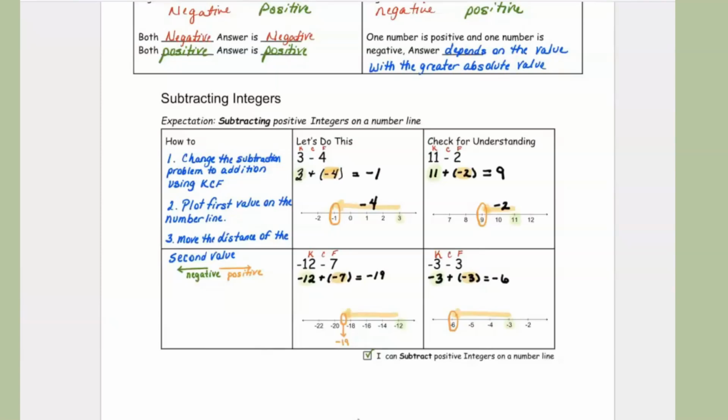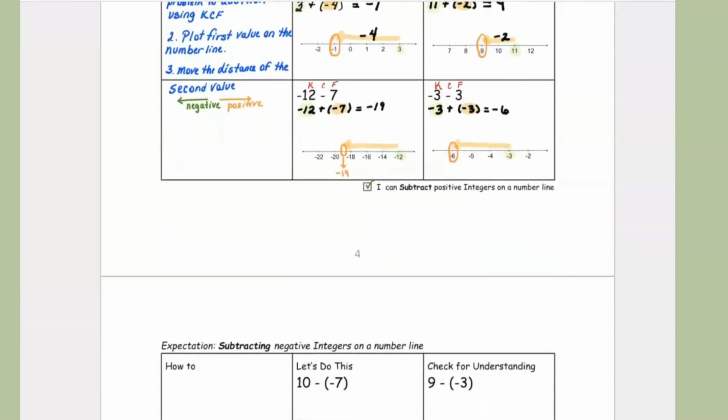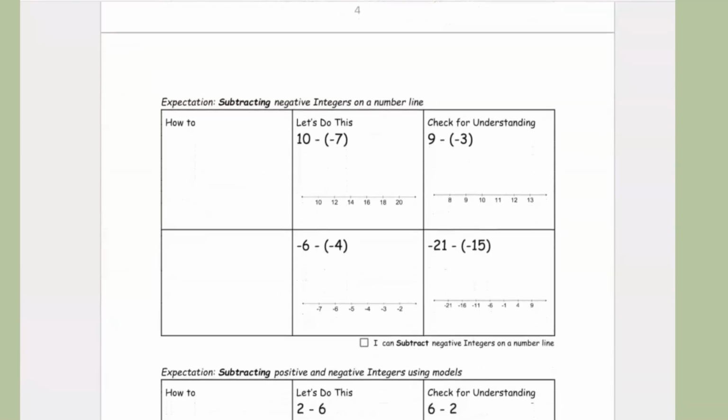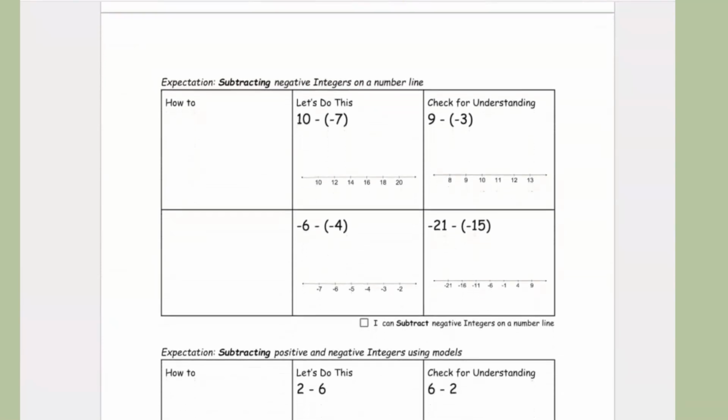So if you're subtracting integers on the number line, there are 3 steps that we have come up with. One is to change the subtraction problem to an addition problem, and we like to use KCF. And then we're going to plot that on the number line and then use that second number to move. So let's look at how that's going to be done.